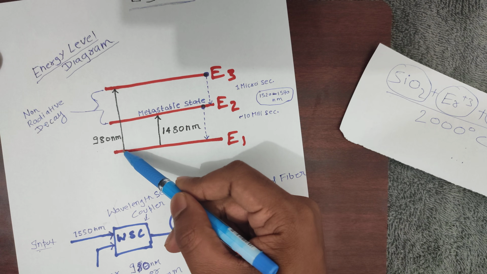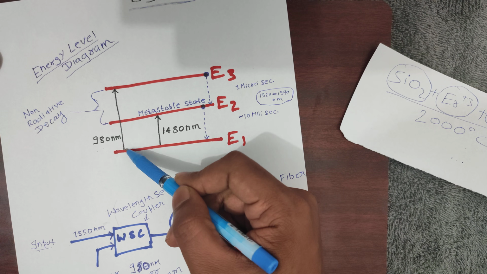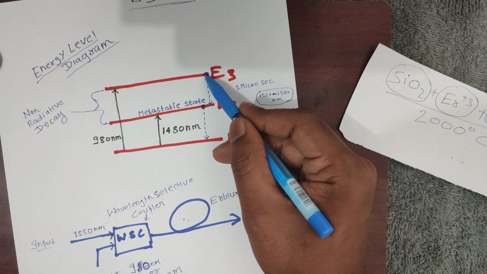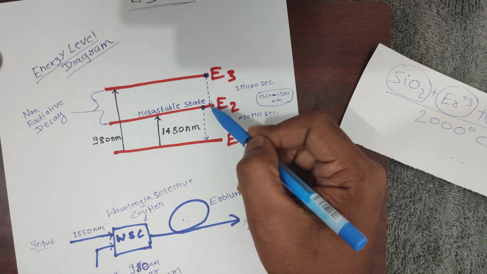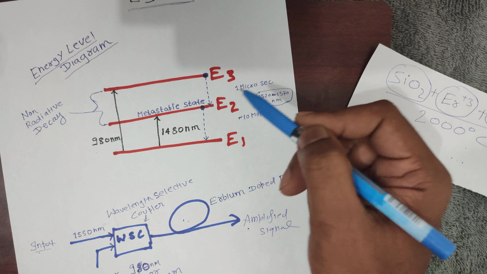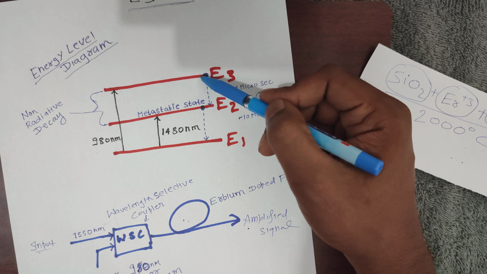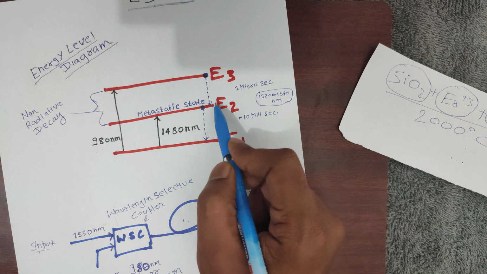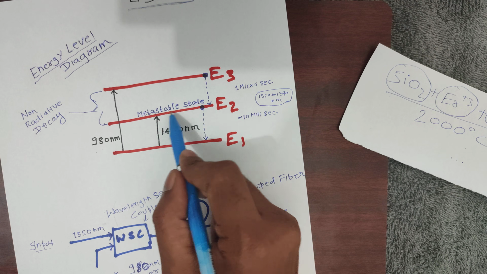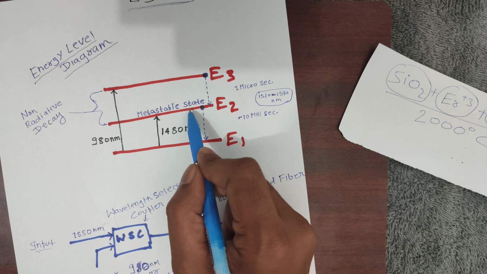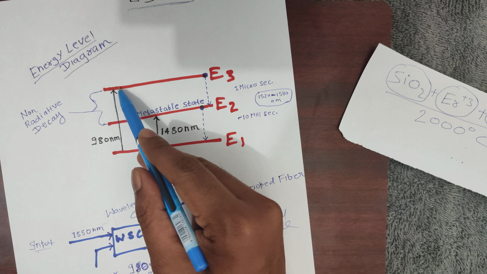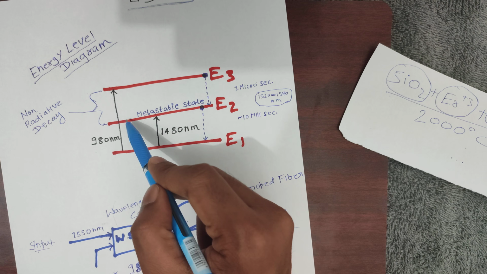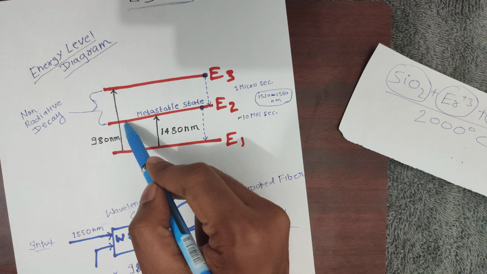So I am giving the example of 980. For example, when this 980 pumps the electron to the higher energy level, that is E3, after that the electron will come down to the E2 state. You know the distance between E1 and E2 is very small, and this state is called the metastable state. Here the electron can't stay for a longer period of time at E3, it will just come back to the lower energy state, that is E2 state.